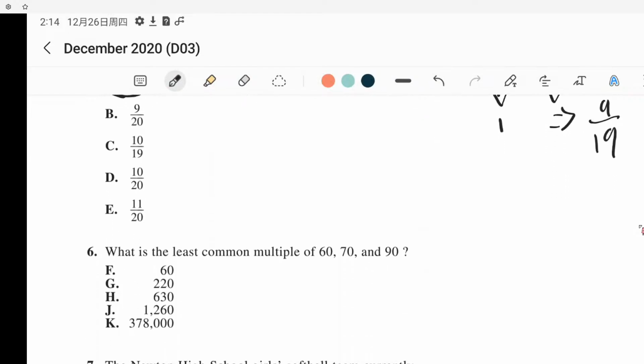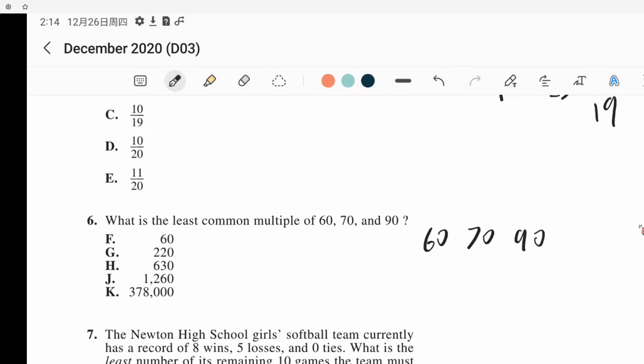6. What is the least common multiple of 60, 70, and 90? So the least common multiple says that each time 60, 70, and 90 increase by integer multiples of themselves. So 60 increases to 120, and 140, and 180. So we want to find a number such that all 3 numbers have the same value. So for example, we have 1, 2, and 3. The least common multiple will be 3.